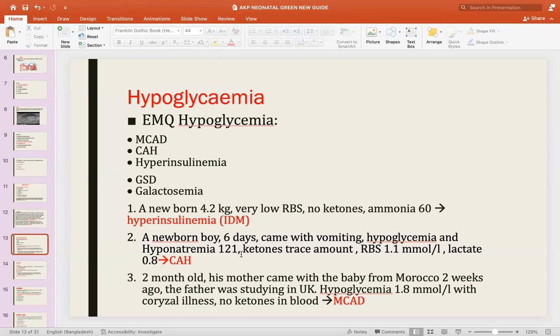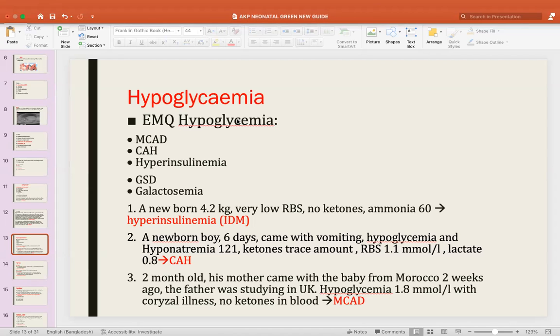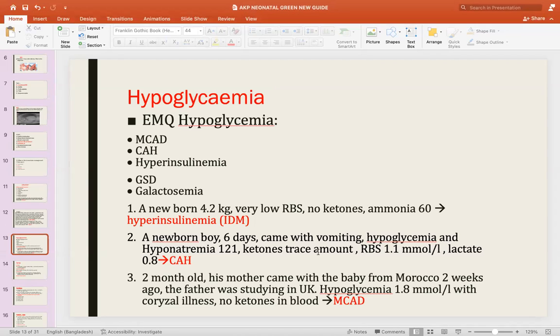Now the second question: a newborn, a 6-day-old boy. Whenever they give you boy or girl, that means it has some importance. He came with vomiting, hypoglycemia and hyponatremia. Sodium is 121. Ketones, trace amount. RBS very low. What is the normal glucose level in a neonate? Above 2.6. Yes, 2.6 is the borderline. So it is 1.1, very low. Lactate is 0.8, that means a bit high. Up to 0.5 is normal, so a bit high.